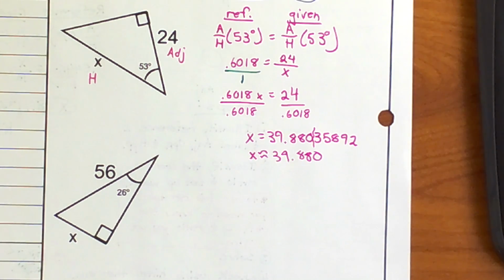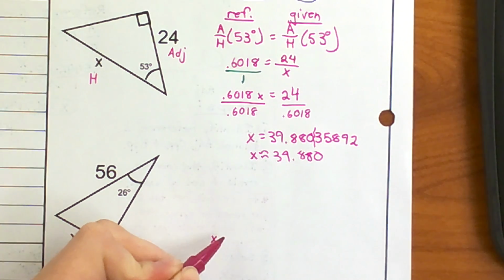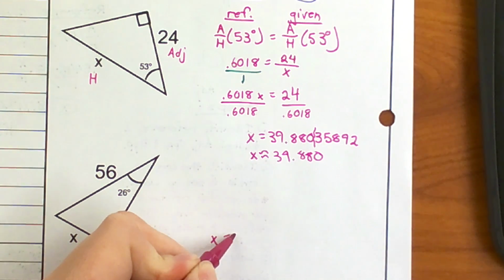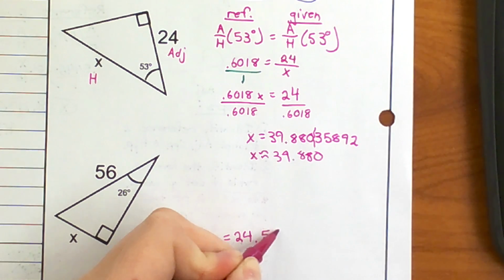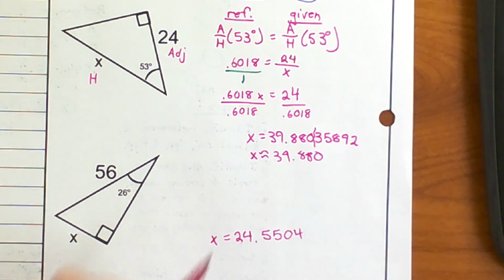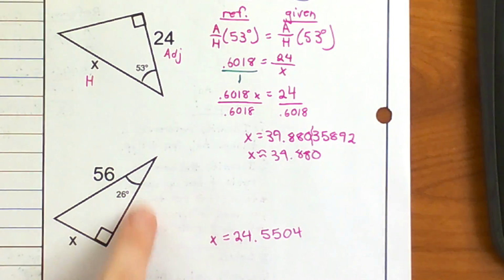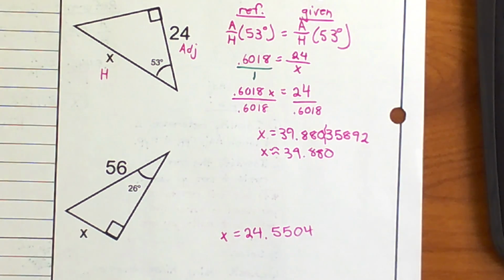Okay, so you should be using the O over H for this, and for O over H, you should be getting X is equivalent to 24.5504. No real need to round. Just go ahead and go all the way one more extra digit. But I need to see your work on here. This is the correct answer. Let me know if you have any questions.